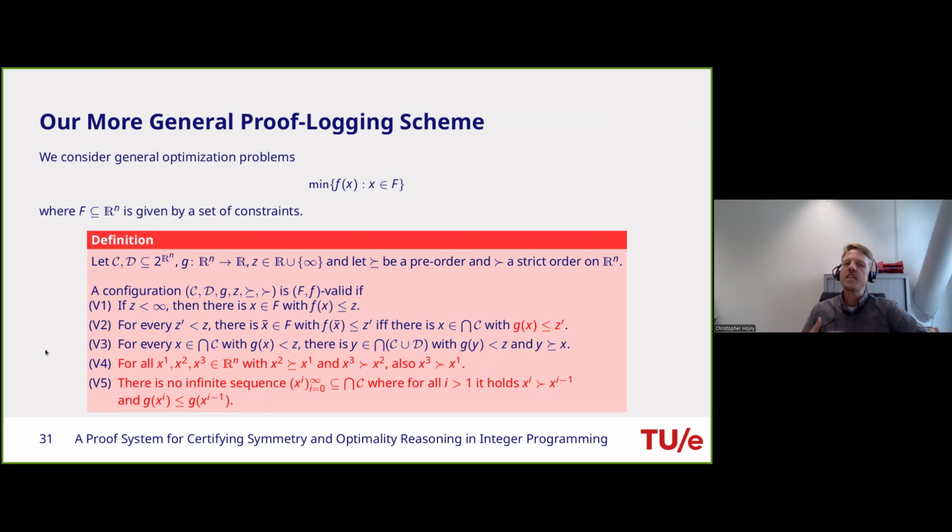And now you can see from this, hopefully from this pictorial proof of dominance-based strengthening, that with this technical assumption, v4 and v5, we can also prove a version of dominance-based strengthening within this proof system for general optimization problems where we don't have the requirement that all the variables are binary.